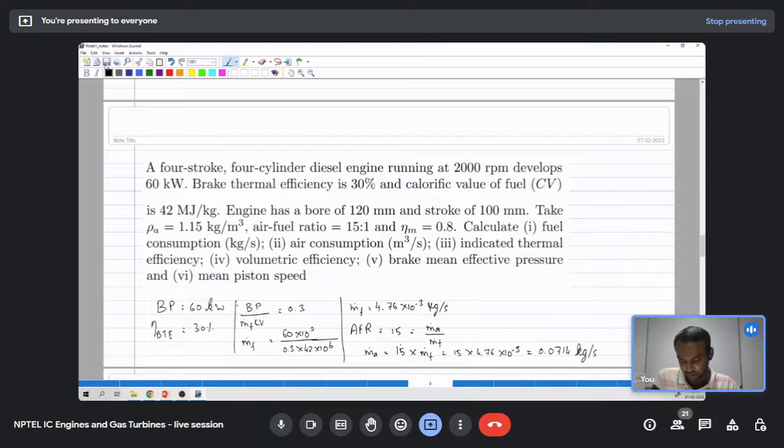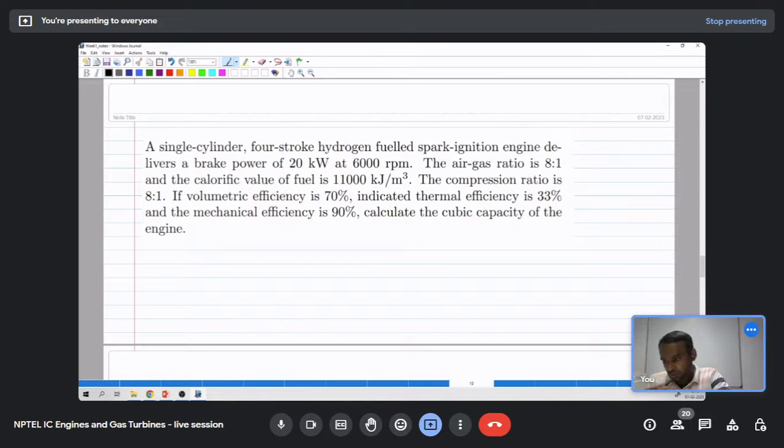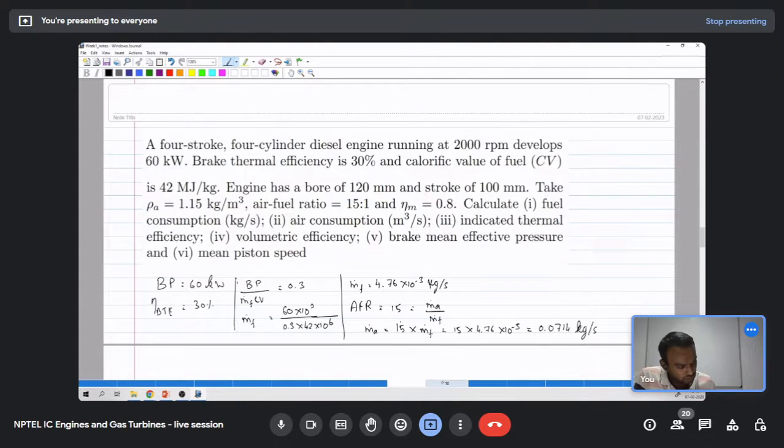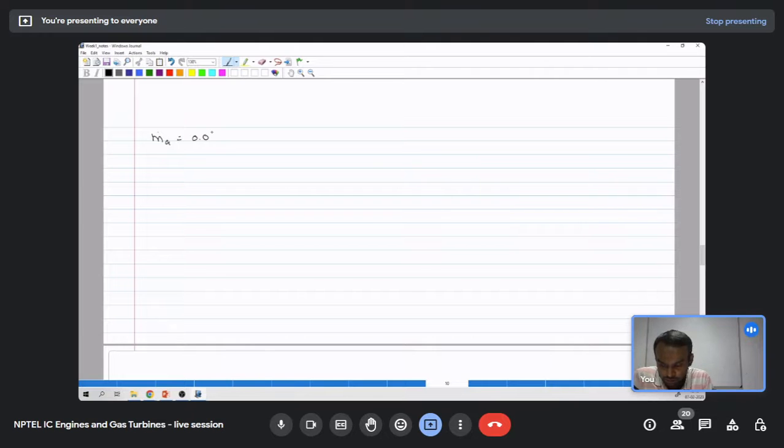So now next we can calculate air consumption and fuel consumption. Air consumption is calculated in terms of meter cube per second, so we need to know the density. Density is given. With that we can calculate the air consumption in terms of volumetric flow. So we had m dot a as 0.0714 kg per second.